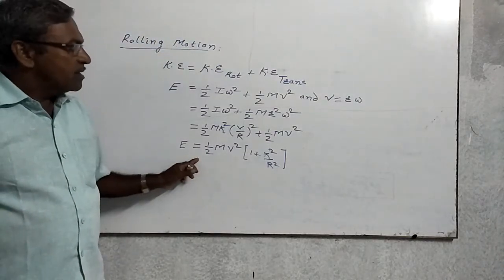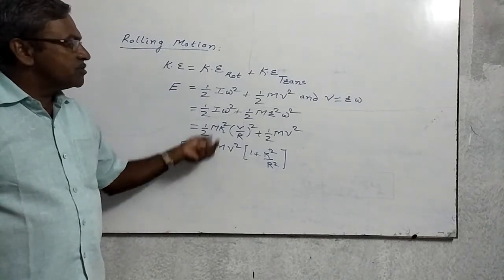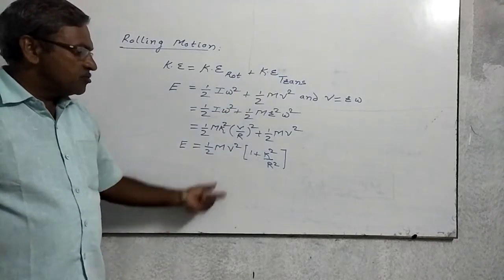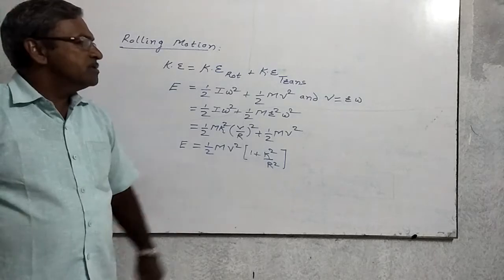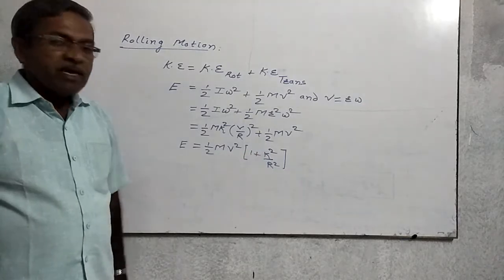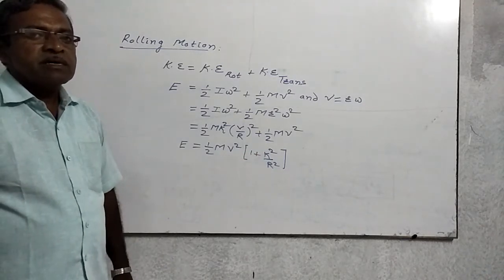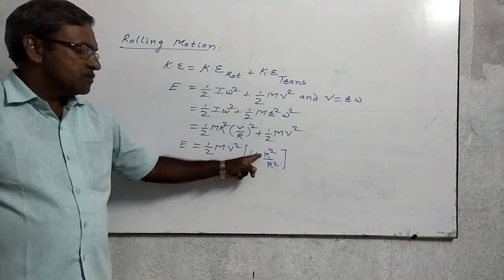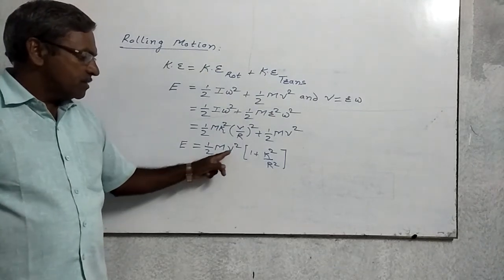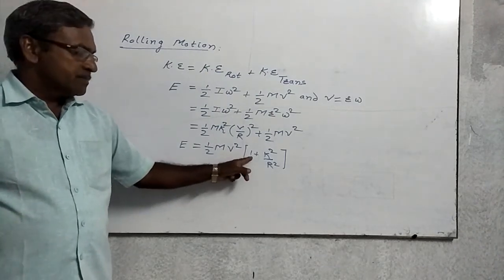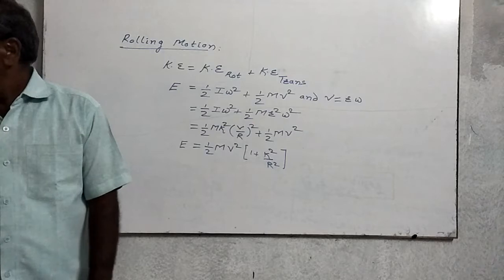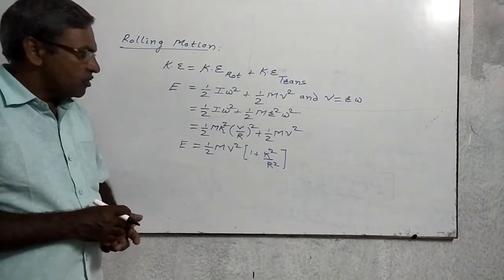This is the rolling kinetic energy. Means it is a combination of kinetic energy of rotational motion as well as kinetic energy of translational motion in this form, where r is the radius of that circular body, and k is the radius of gyration. So in that case, this formula comes 1/2 m v square, where v is linear velocity, into 1 plus k square upon r square. This is the expression for energy of the rolling body.